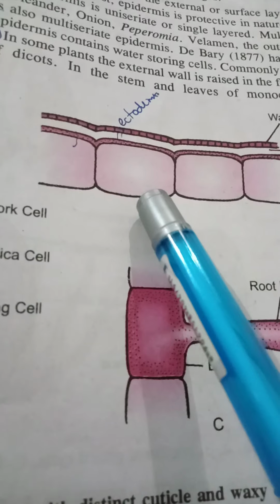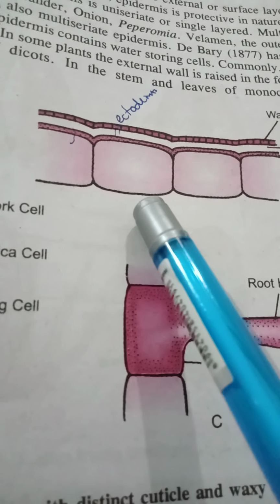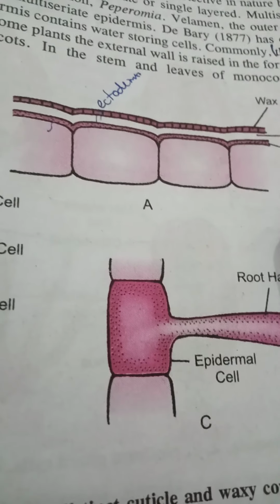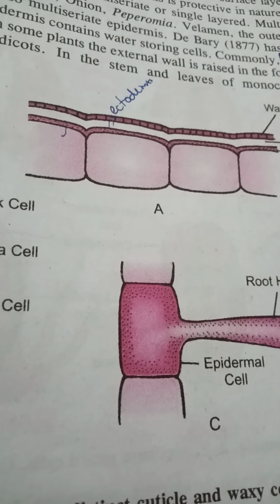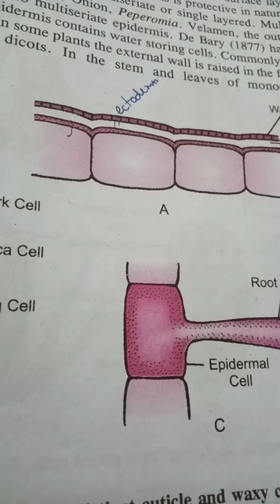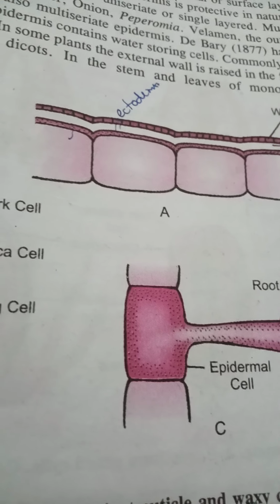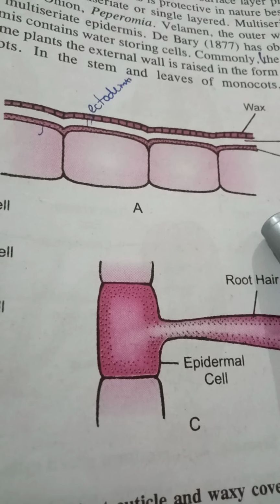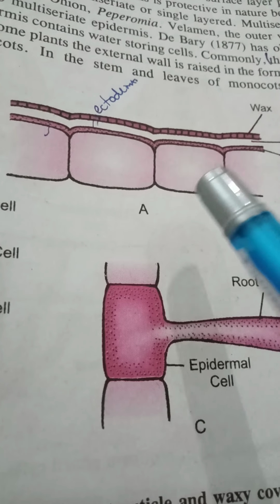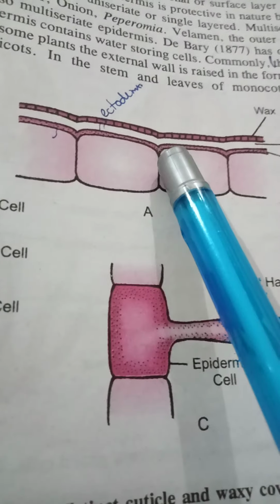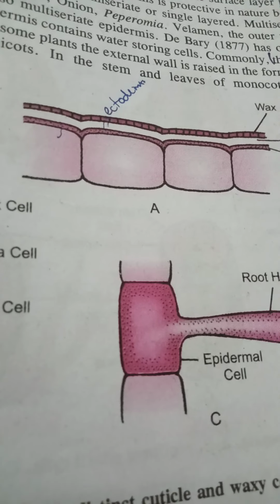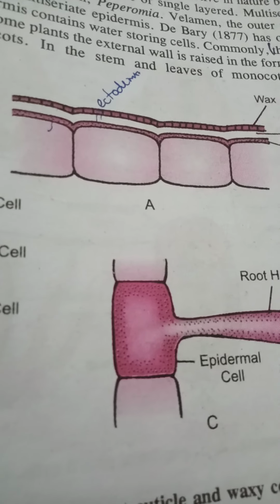Now this epidermal tissue system consists of different parts. First of all is the epidermis. These are external or surface layers present around various organs of the plant. They are outermost and protective in nature. These cells are elongated, multiseriate, tubular type cells. The diagram itself indicates that they are tubular cells. They are arranged compactly, that means there is no intercellular space between the cells.